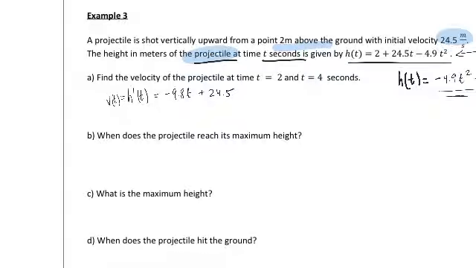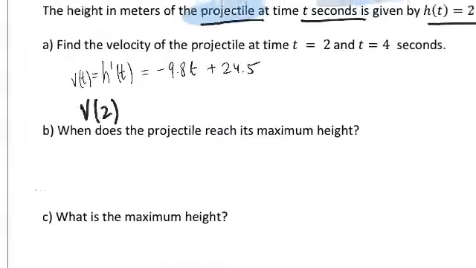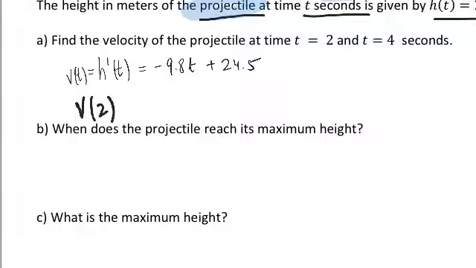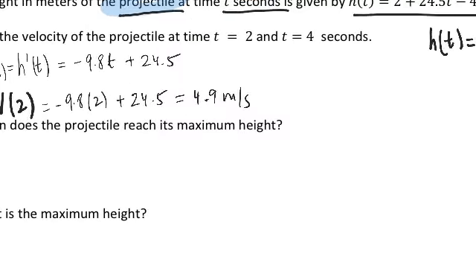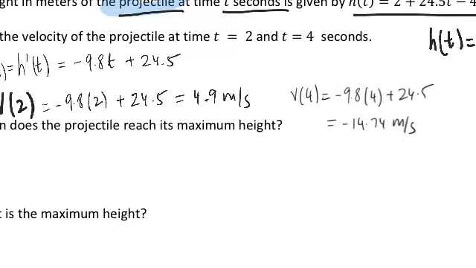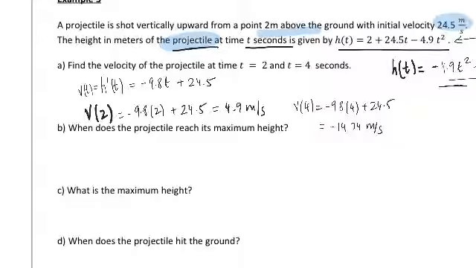And if you want the velocity at time 2, then it's just going to be, put in 2 into the velocity equation, and you're going to get negative 9.8 times 2 plus 24.5, which comes out to be 4.9 meters per second. And then if you wanted V of 4, just put in 4, and you get negative 9.8 times 4 plus 24.5, which is negative 14.74 meters per second. Okay, so we're moving upwards at t equals 2, and moving downwards at t equals 4.